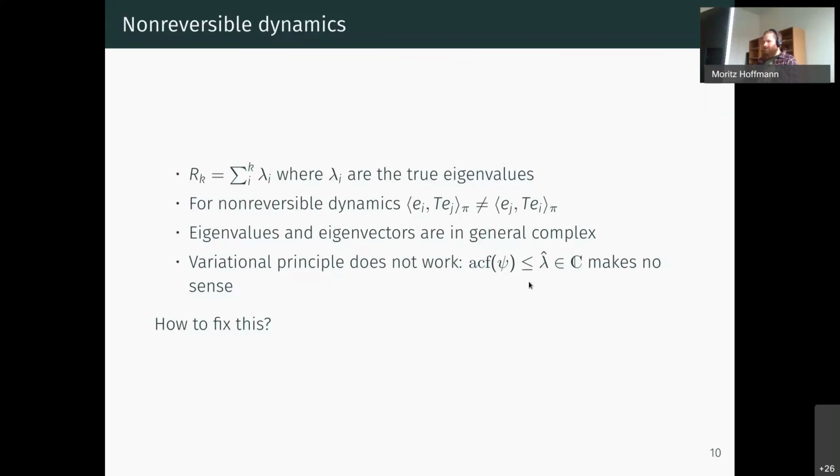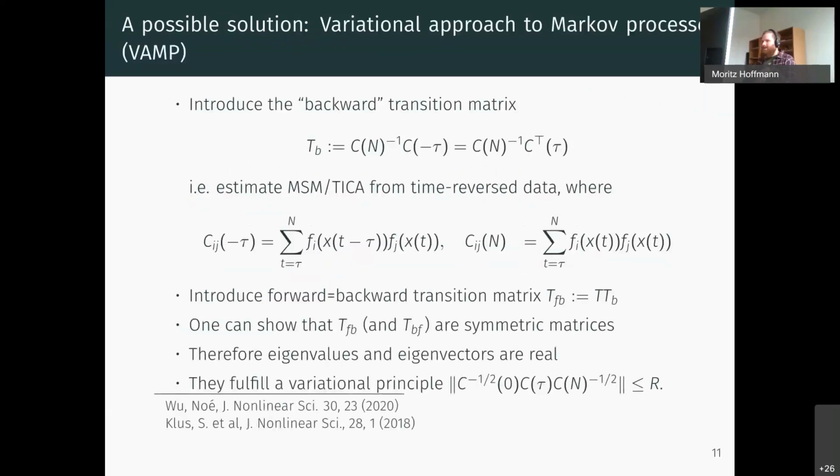Okay, and then we can try to think of a way how to fix this. What can we do? What we can do is called VAMP. VAMP stands for Variational Approach to Markov Processes, and Hao and Frank did a very clever thing. They thought not only about the forward transition matrix, but also about the backward transition matrix. So you look at the backward propagator, I should say.